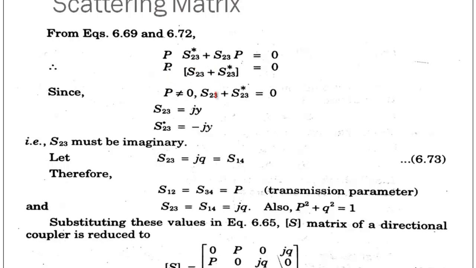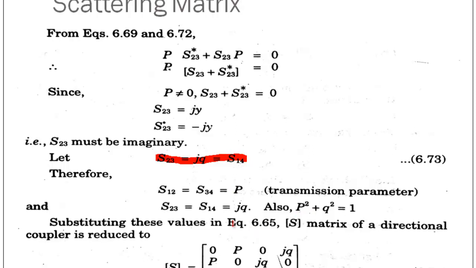Here we are seeing that S23 is equal to minus S23 star. That means if we assume that S23 is imaginary, we can say S23 is equal to minus S23 star. That means S23 will be imaginary, right? So we will assume S23 has an imaginary value, that is nothing but jQ. Since S23 is equal to S14 is equal to jQ and S12 is equal to S34 is equal to P, right? Where P squared plus Q squared is equal to 1.